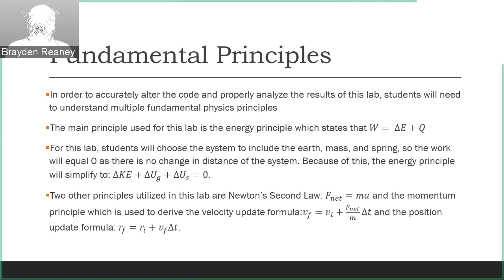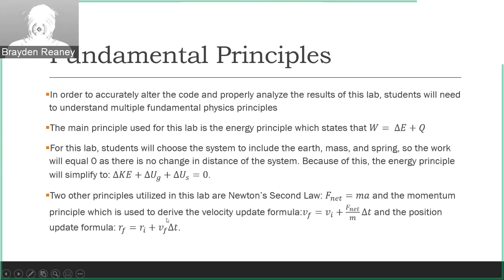For this lab, students will choose the system to include the Earth, the mass, and the spring, so the work will equal zero as there's no change in distance of the total system. Because of this, the energy principle will simplify to this equation here. Two other principles utilized in this lab are Newton's second law, which is simply F net equals ma, and the momentum principle, which is used to derive the velocity update formula as seen here, and the position update formula as seen here.